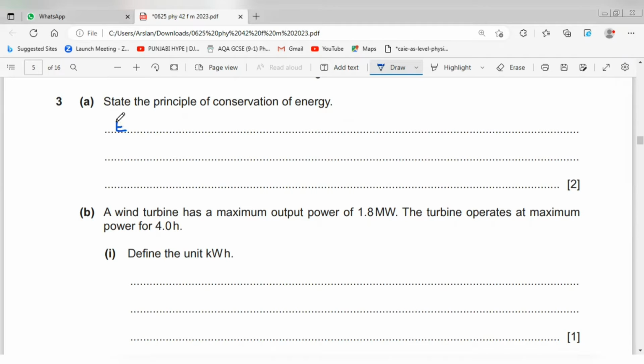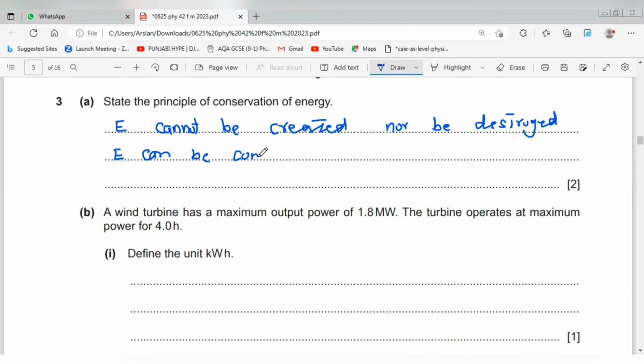So energy, it is defined as energy cannot be created and energy cannot be destroyed. Energy can be converted into one form to another. So here is a complete answer.